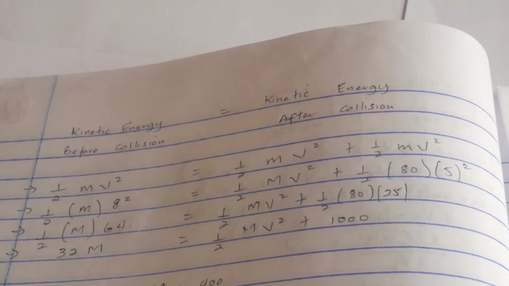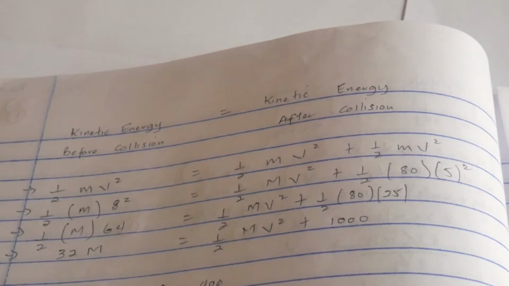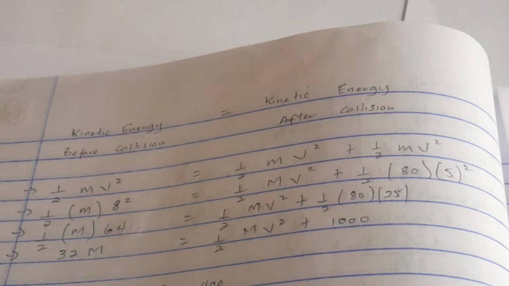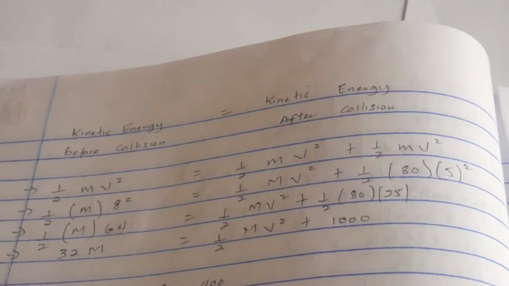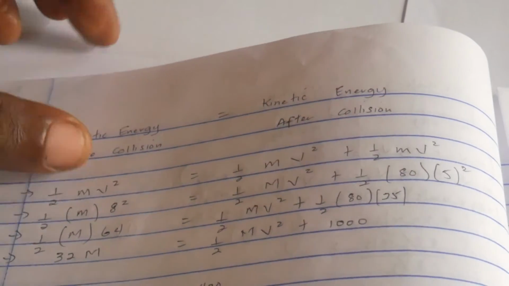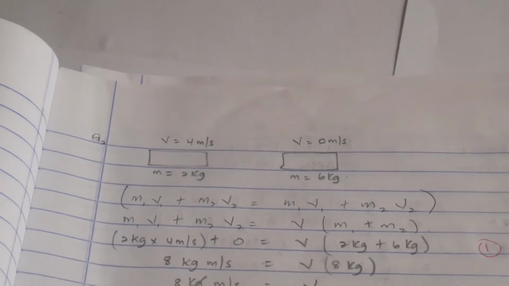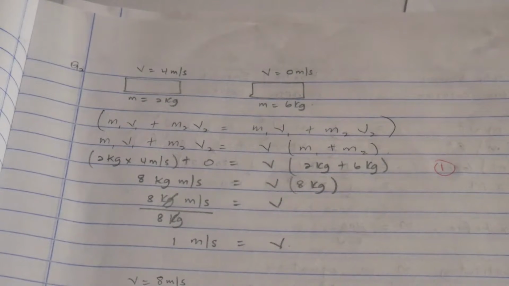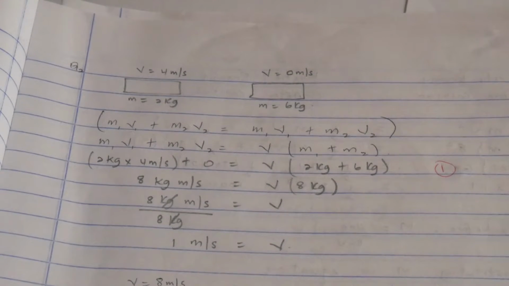A 2 kg blob of putty moving at 4 meters per second slams into a 6 kg block of putty at rest. What is the speed of the two stuck together blobs immediately after colliding? That is this question here, and that is the working. Very similar to what we did before.